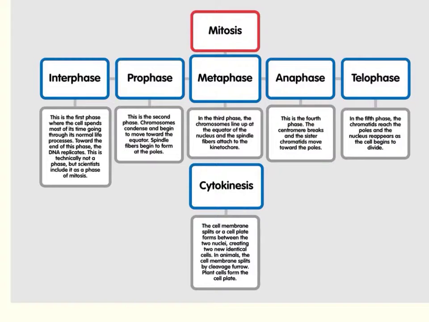The 5th phase is telophase. The chromatids reach the poles and the nucleus reappears as the cell begins to divide. Cytokinesis is where the cell membrane splits or a cell wall forms between the 2 nuclei, creating 2 new identical cells.